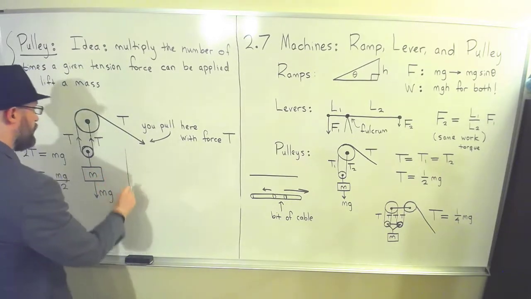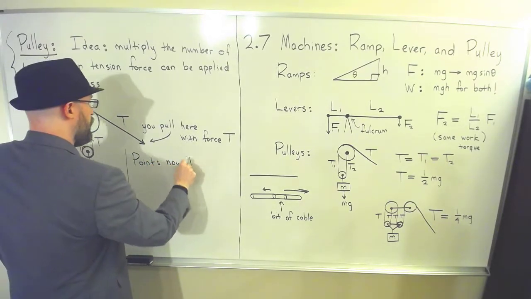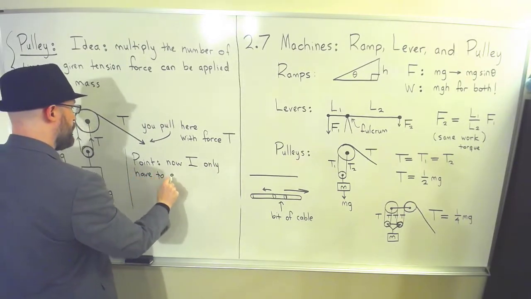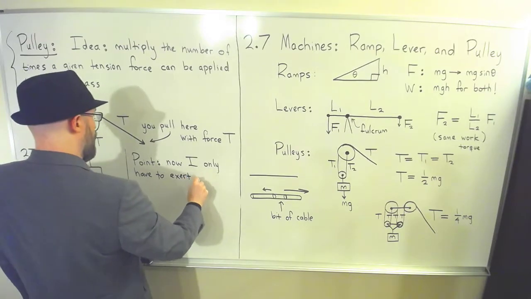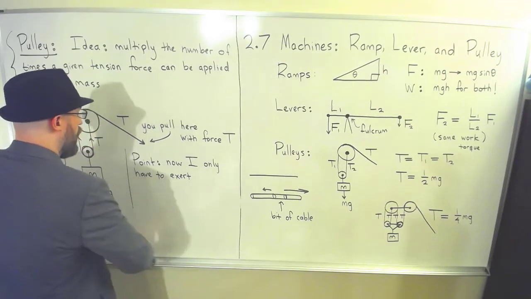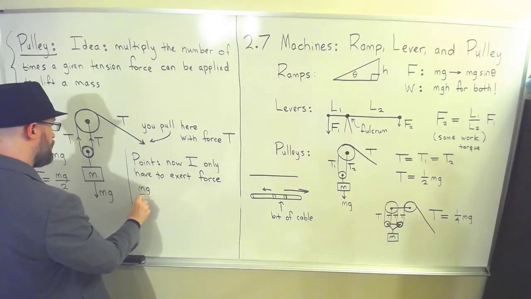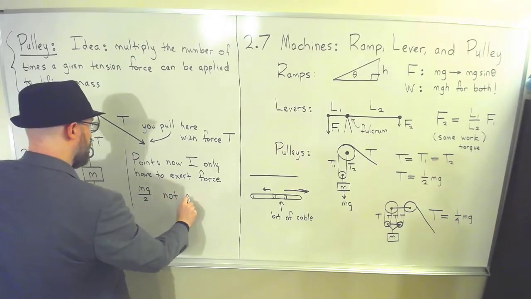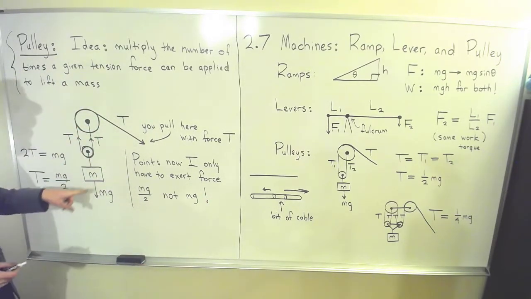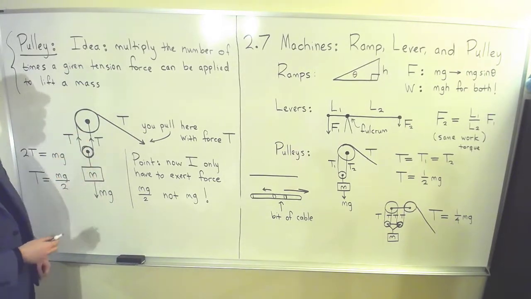Now this is the whole point, because the tension is what I have to supply. So the whole point of this is that now I only have to exert force mg over 2, not mg. So that's the mechanical advantage. By using this pulley, I cut in half the amount of force I have to apply in order to raise that mass. Now, what's the expense?